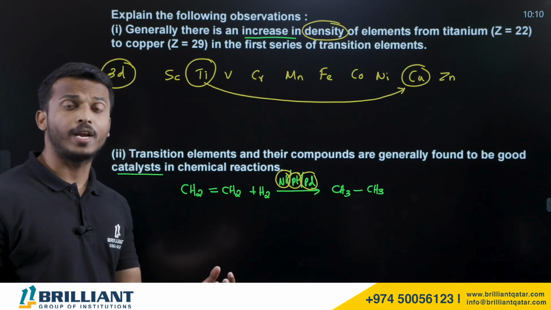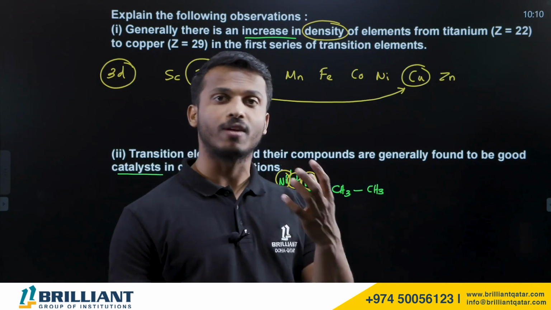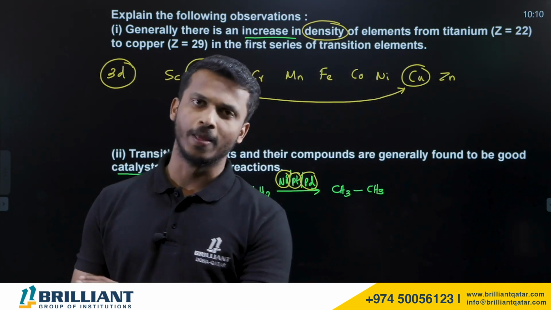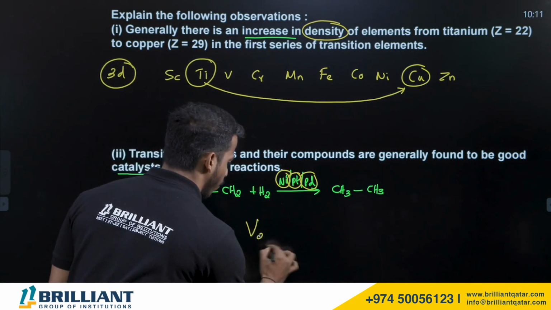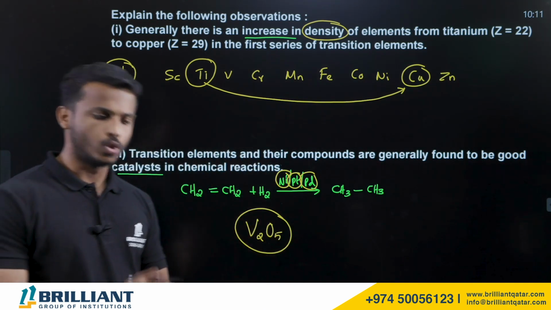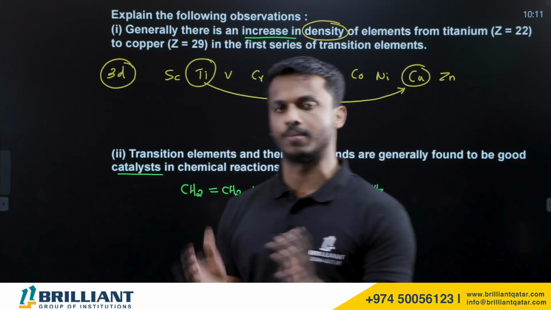You may have studied the preparation of sulfuric acid. The industrial preparation of sulfuric acid is known as the contact process, right? In the contact process, we use the catalyst V2O5, vanadium pentoxide. Vanadium is a transition element. So why are transition elements used as good catalysts?